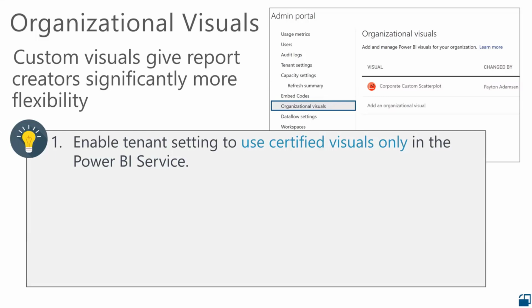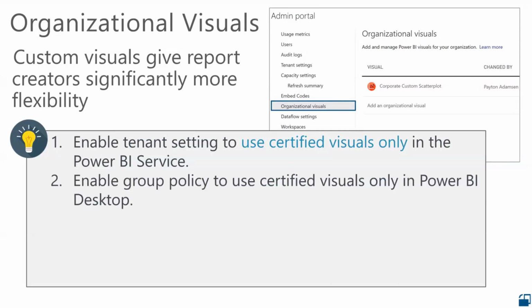And by certified visuals only, what I mean there is in AppSource, they have set to be certified, and that means they've undergone some validation from Microsoft. There's no bad code. It's not sending data outside of the service and so forth. Then you also want to set your group policy setting so that Power BI Desktop behaves the same way as the Power BI service. And that's going to save you from the situation where somebody's done a lot of work in Power BI Desktop only to find that it doesn't work when you hit the service. So that's done in group policy to say certified visuals only.